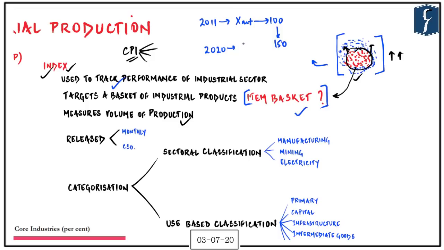Then in 2020, due to the coronavirus impact, we are producing X by 2 metric tons of coal, which means our production has gone down by 50%. And hence, if the index was 100, the current index would be 50. Similarly, if it had increased to 150, the production would be 1.5x. This is how the index is calculated every month by an organization known as the Central Statistical Office, or CSO.